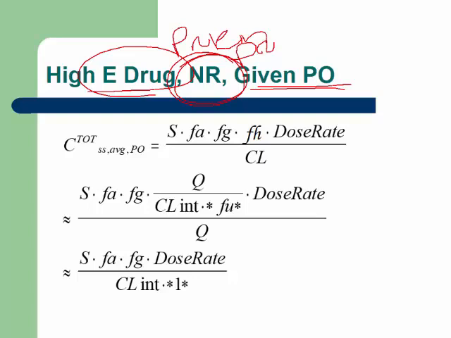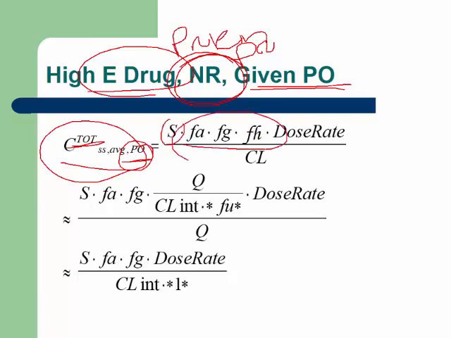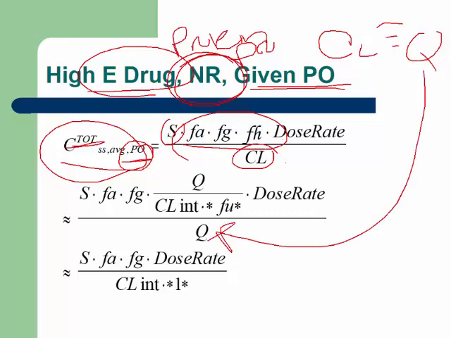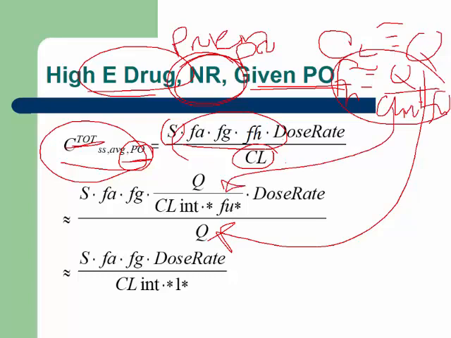So hang with me. So we have our total concentration at steady state given PO. So we're doing total and we're doing PO. So we have salt form times our bioavailability, which is FA times FG times FH times dose rate all over clearance. So this is true for every drug. Now we're going to go in and put in what we know about a high extraction drug. Clearance is approximated by Q. So we'll put Q in for clearance here. And FH is approximated by Q over intrinsic clearance times fraction unbound. So that all goes in for FH.